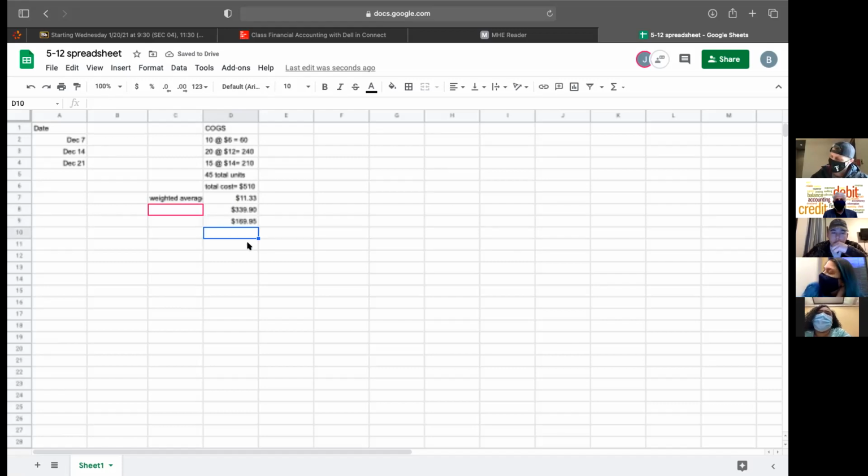One's cost of goods sold, one's inventory. Add those two numbers together. Equals up arrow plus up arrow, return. There we are, 509 or 510, it's around 509.95. So again, it's either in cost of goods sold or it's an inventory. Two choices, done deal. Does that make sense?